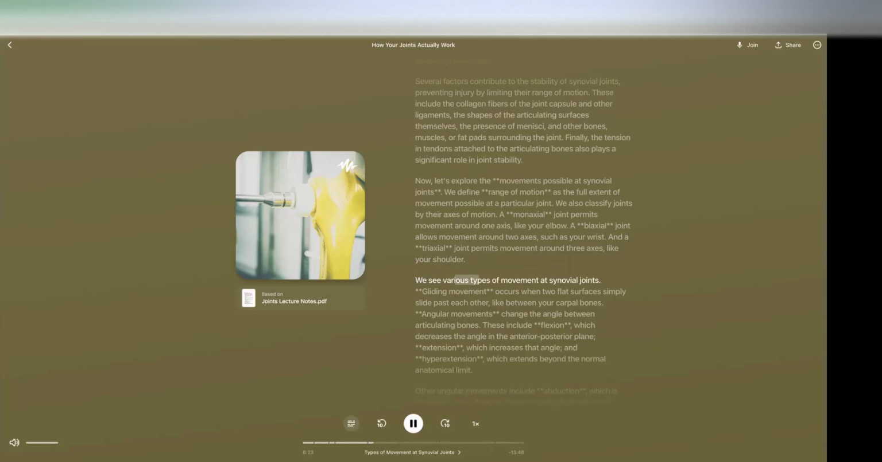We see various types of movement at synovial joints. Gliding movement occurs when two flat surfaces simply slide past each other, like between your carpal bones.